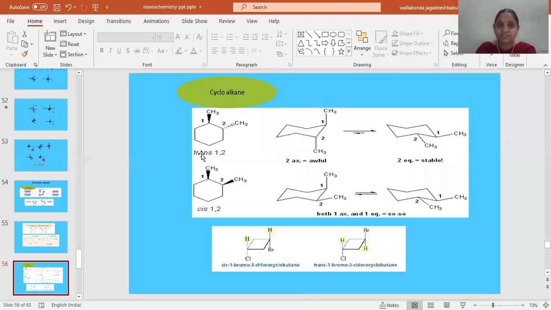So for cycloalkanes also we can assign the cis-trans nomenclature if they have two similar groups. So here also two hydrogens are on the same side, so this is cis. And here two hydrogens are on the opposite side, so this is a trans isomer.